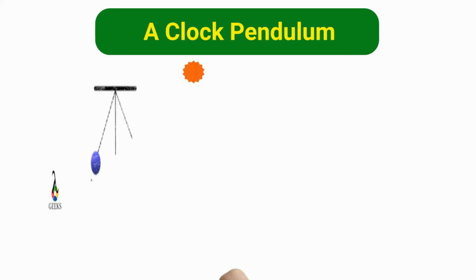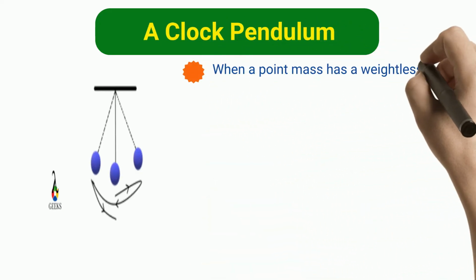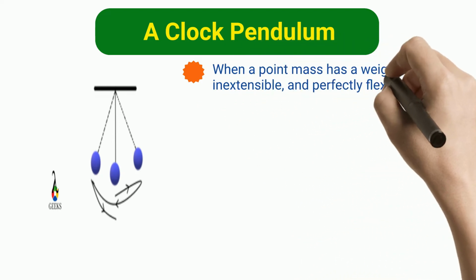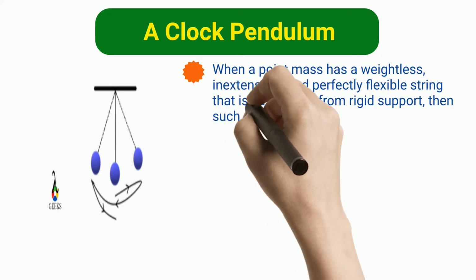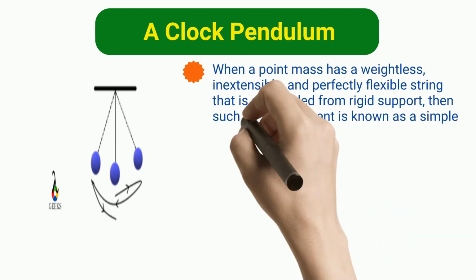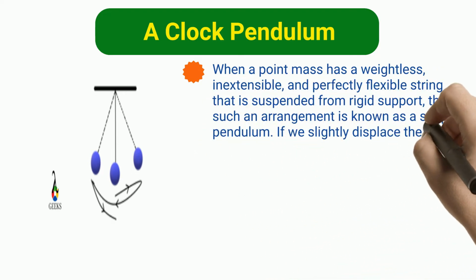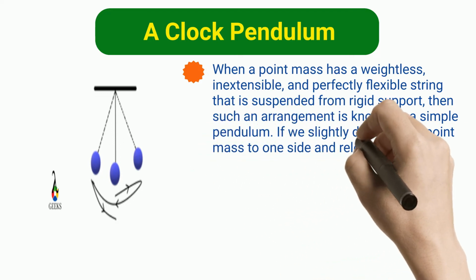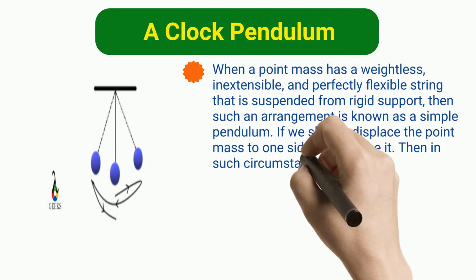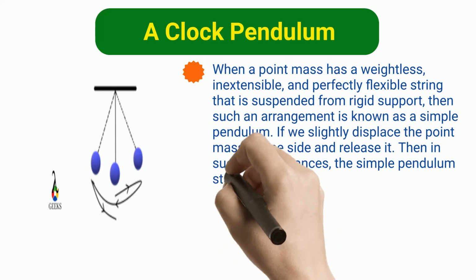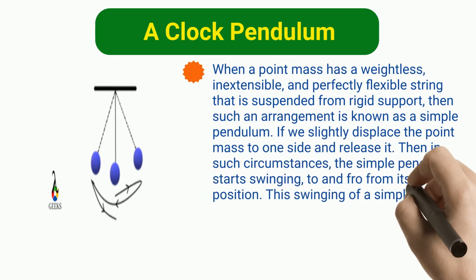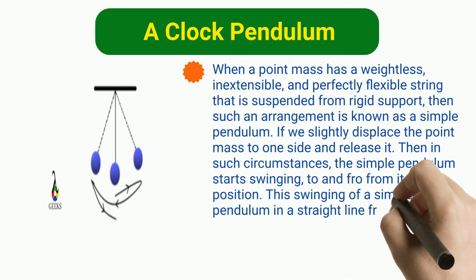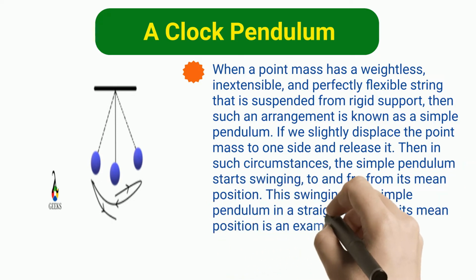A clock pendulum. When a point mass has a weightless, inextensible, and perfectly flexible string that is suspended from a rigid support, then such an arrangement is known as a simple pendulum. If we slightly displace the point mass to one side and release it, the simple pendulum starts swinging to and fro from its mean position. This swinging of a simple pendulum in a straight line from its mean position is an example of simple harmonic motion.